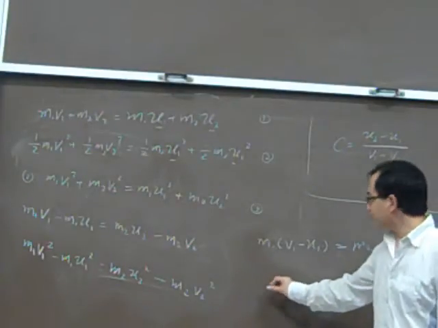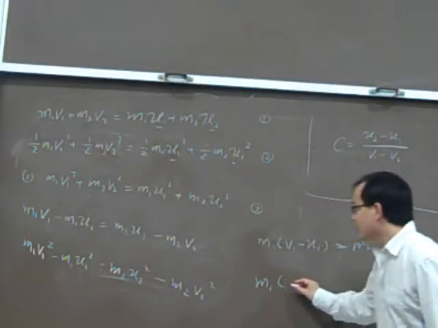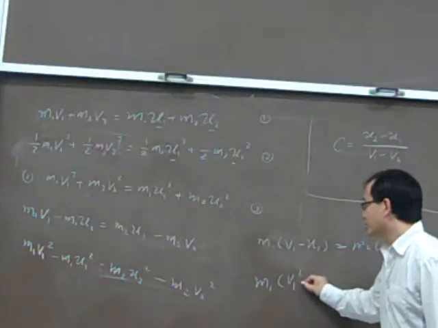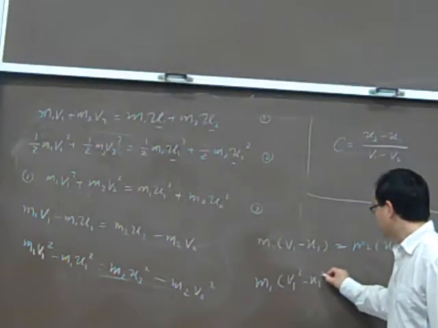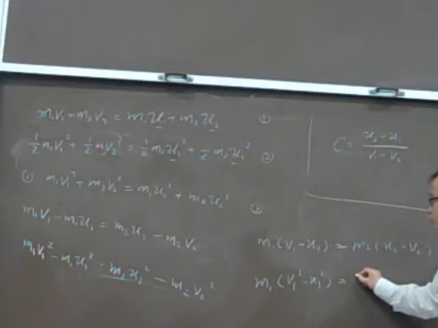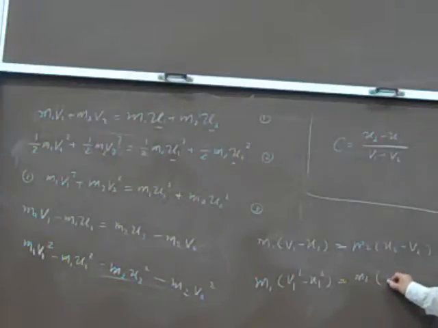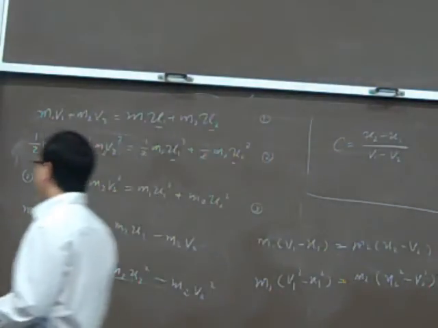This equation, you can do the same thing. You can factor out m1. So you get v1 squared minus u1 squared equals m2 (u2 squared minus v2 squared). Okay. I'm going to call this equation 4, this equation 5. Okay?